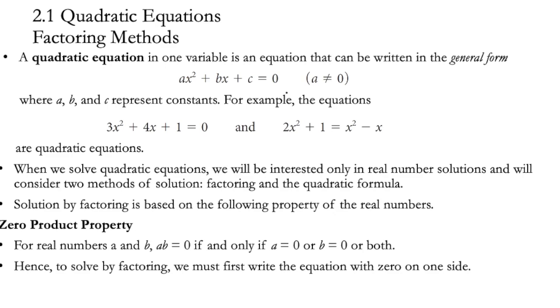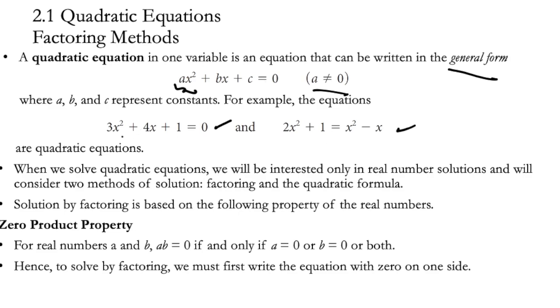This is an example of a quadratic equation in a general form, such that a can't be 0, because if a is 0, then the whole term here will be 0, and then we're left with bx plus c equals 0. And this means it becomes linear, isn't it? So that's why we have to put a restriction saying that a can't be 0. All right, so these are examples of quadratic equations. The first one is this, and the second one is this.